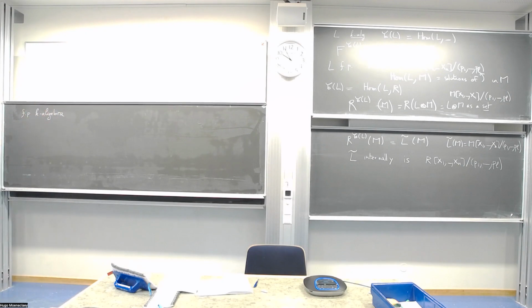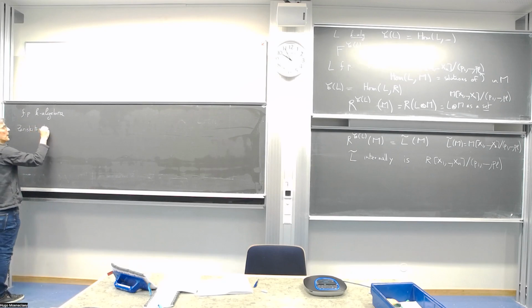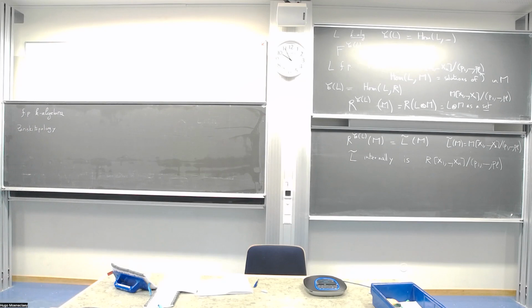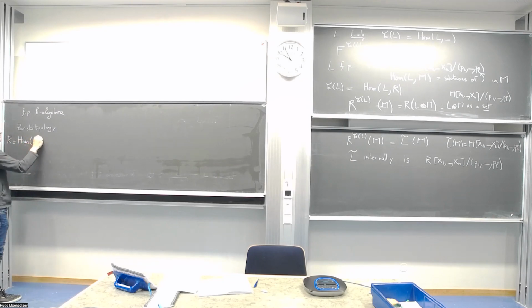There you have the Zariski topology, and local rings. What is special is that R is actually represented by P of X, and this is a sheaf for the Zariski topology.